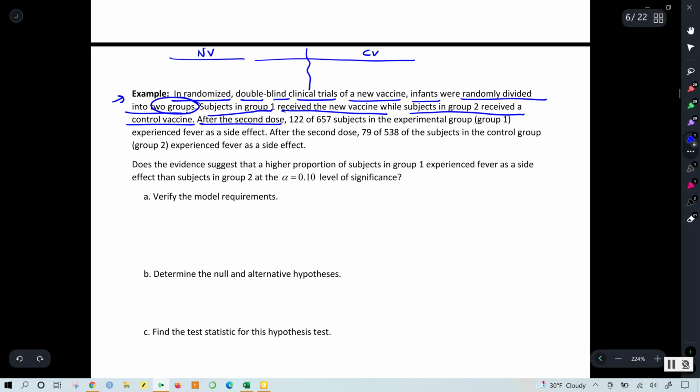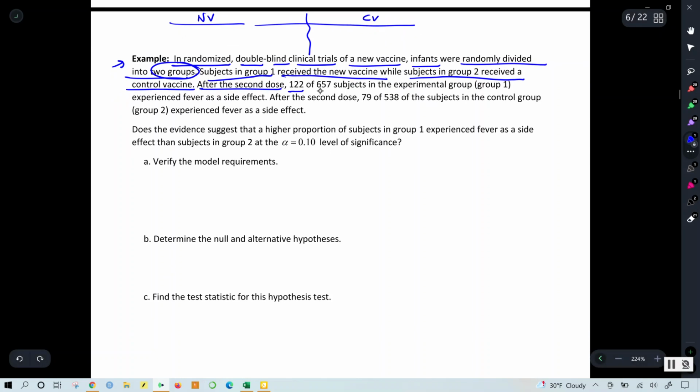These are the two populations. Now, after the second dose, 122 of the 657 subjects in the experimental group, that is group 1. So let's call this group 1, and then this is group 2. So it means in total, in group 1, we have N1 equals 657 subjects there. And X1 would be 122 out of 657.